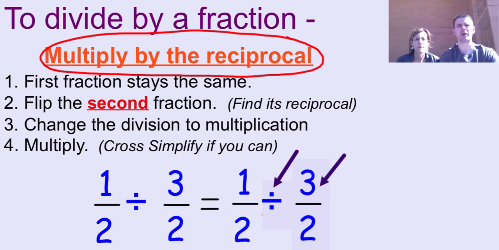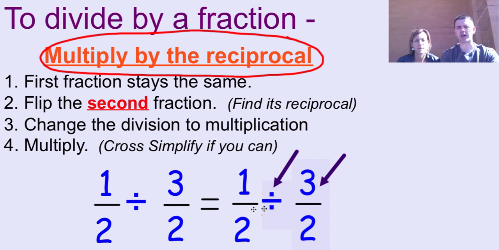So before we get started, get all of these steps written down into your notes, and then we're going to put them to use. Our first step is, first fraction stays the same. Then we're going to flip the second fraction, meaning we're going to find its reciprocal. We're going to change the division to multiplication, and then do the same thing we've done for the last week. We're going to go ahead and multiply our fractions together.